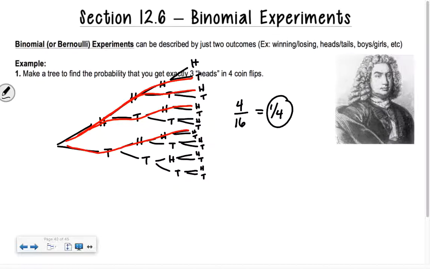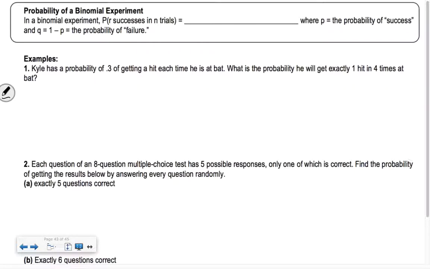Okay, so if I asked you to do the same thing, and I said, find the probability that you get exactly 3 heads in 10 coin flips, do we want to draw a tree? No, that would take a lot of time to draw a tree with 2 to the 10th of those branches. So there has to be an easier way.